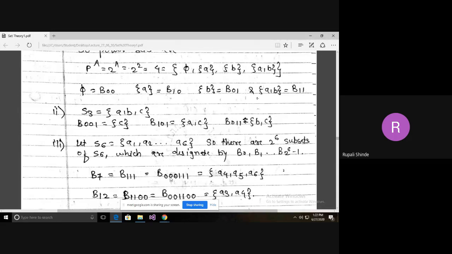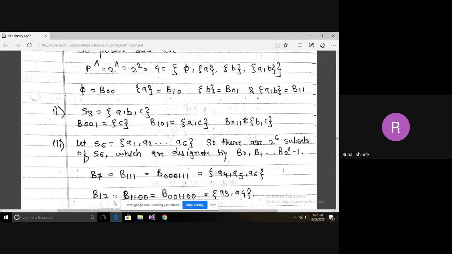Again here 0 indicates absence of an element and 1 indicates presence of an element. So here A4, A5 and A6, these 3 elements are present. That's why this set will contain 3 elements: A4, A5 and A6. Have you understood? Hello? Yes, ma'am.